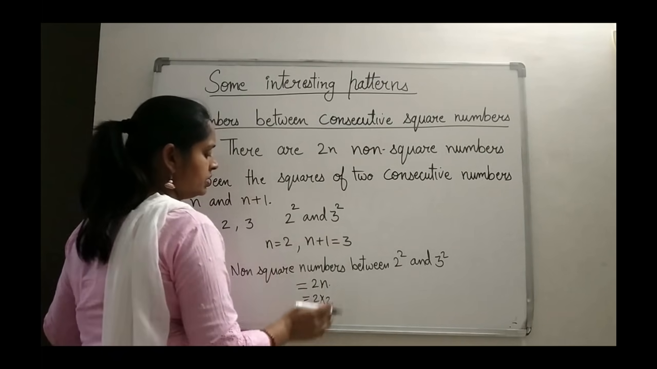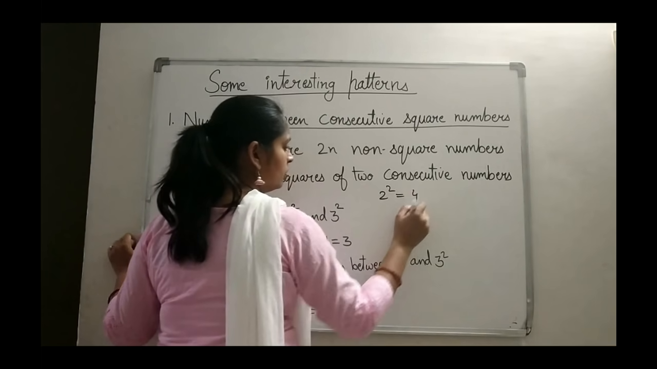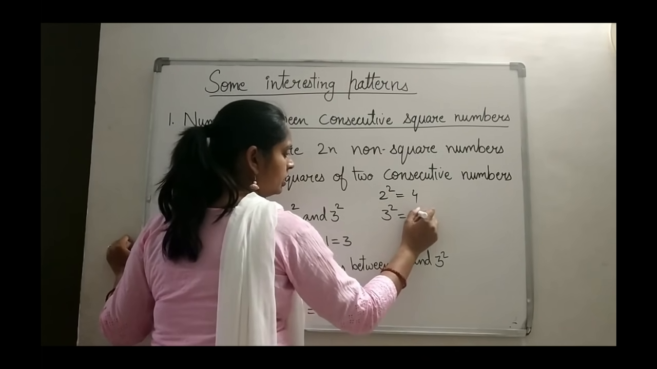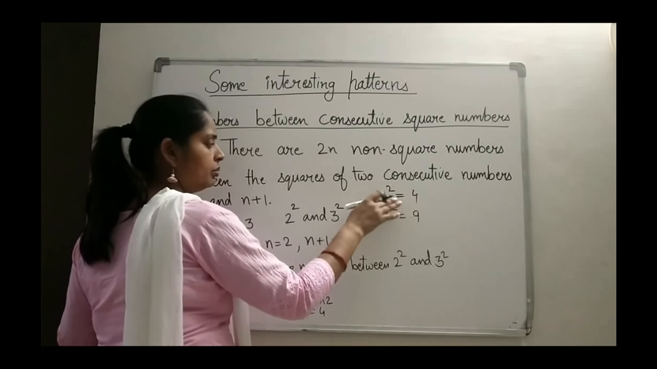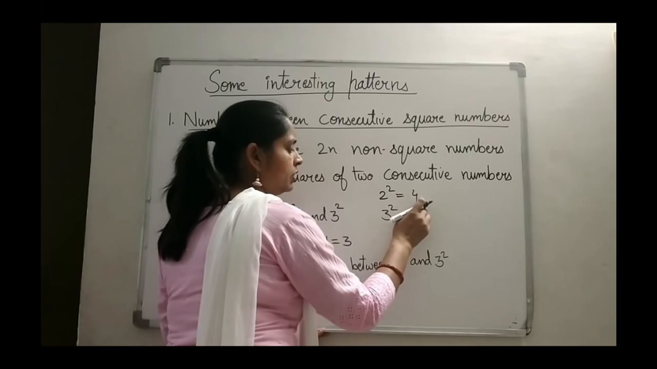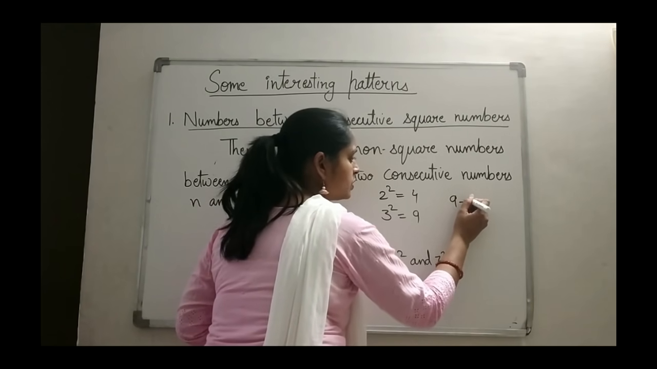Let's check how. See, what is the square of 2? 2 square is 4 and 3 square is 9. And we need to find the numbers between these. So how will you find the numbers between them? How many numbers are between 4 and 9? That will be equal to 9 minus 4 minus 1.